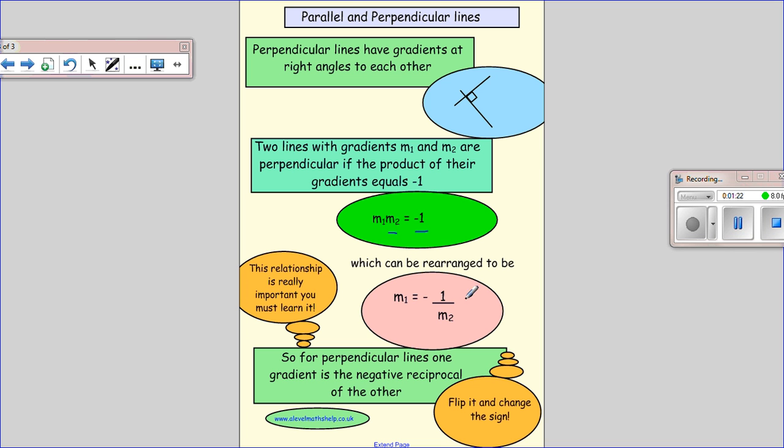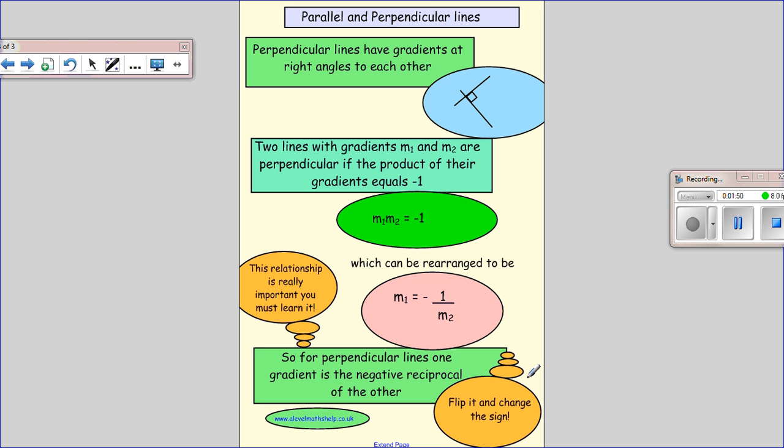And this can be rearranged like this so that you can remember that for perpendicular lines, one gradient is the negative reciprocal of the other. So if one gradient is 3, the line perpendicular to it will have a gradient of minus 1 over 3. So negative, change the signs; reciprocal, put it on the bottom of a fraction. Or remember, flip it and change the signs.